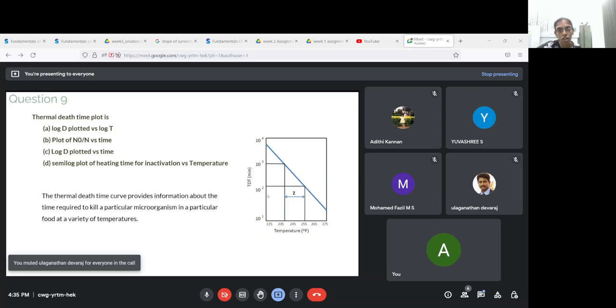There's a difference. So this will be in the log scale, and this will be in the linear scale, which is why it is known as the semi-log plot. Only one of the axes is in log. So your y-axis will have the heating time, and your x-axis will have the temperature. This particular curve that you get is called the thermal death time plot, and z value is what you calculate from here as well. That is the temperature required to reduce the D value by tenfold. So the answer to this question is option D.